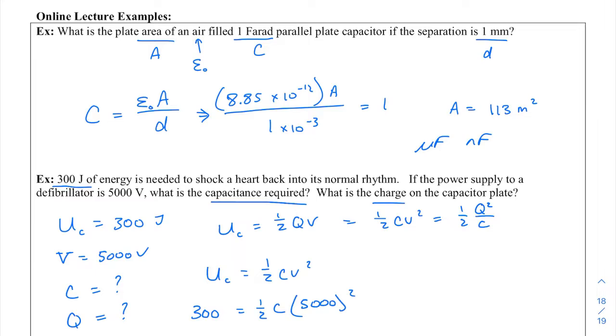And then the second question is asking what the charge is. And for that one, we could use this first equation, 1/2 QV. So again, my energy is 300, 1/2 times Q times my 5,000. Calculate it out. Again, in class, we will go over the answer.